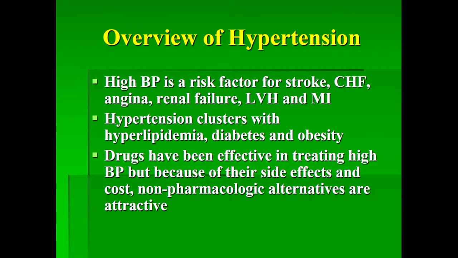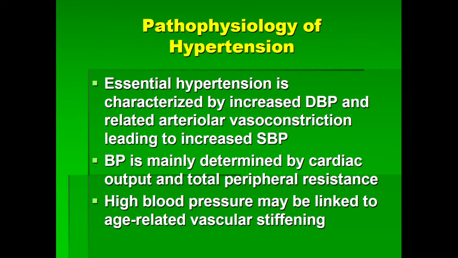Drugs have been effective in treating high blood pressure, but because of their side effects and cost, non-pharmacological alternatives are attractive. Very, very important. And medical physical culture, exercise therapy, and exercise prevention is very, very important in the prophylaxis of hypertensive disease. How about the pathophysiology of hypertension? Essential hypertension is characterized by increased diastolic blood pressure and related arterial vasoconstriction, leading to increased systolic blood pressure. Blood pressure is mainly determined by cardiac output and total peripheral resistance.